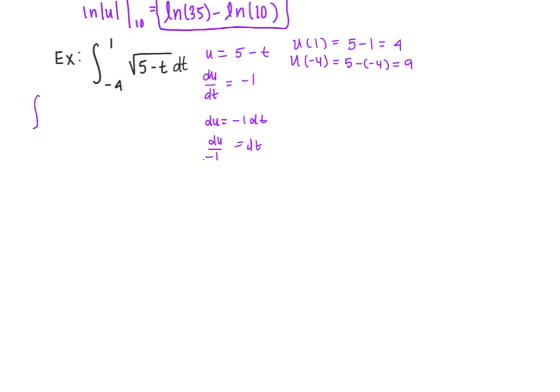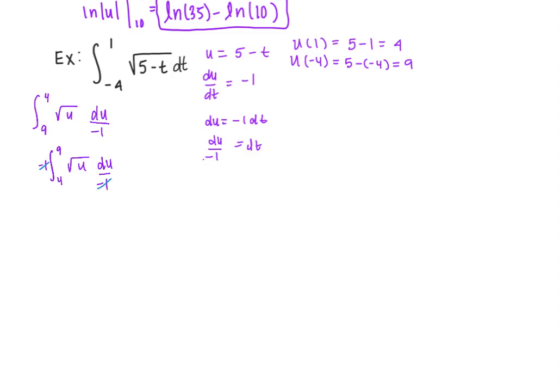I've got from 9 to 4 of square root of u times du over negative 1. Well, right now my integral numbers are out of order. I need the smaller one on top. And you learned in the last section that you can flip those if you put a -1 out front. Well, that works out nicely because now the -1s cancel and I don't have to worry about them.